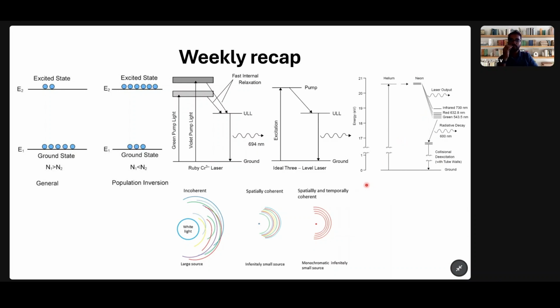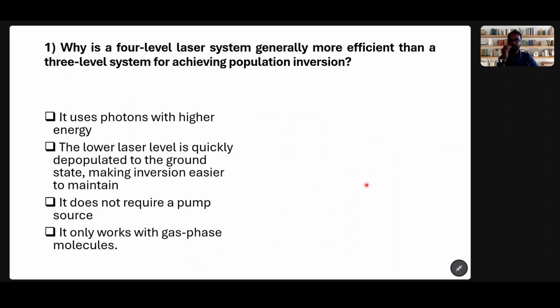Okay, if there are no questions, we'll go on to the discussion of problem statements. The first question is, why is a four-level laser system generally more efficient than a three-level laser system for achieving population inversion? We have come to know from the concepts that a four-level laser system is generally more efficient than a three-level laser system. So why is it so? It's an MCQ question, and the options are: option A, it uses photons with higher energy. Option B, the low laser level is quickly depopulated to the ground state, making inversion easier to maintain. Option 3, it does not require a pump source. Option 4, it only works with gas phase molecules.